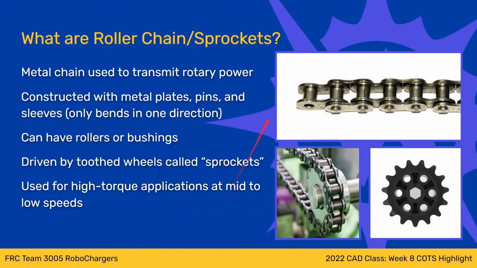And basically, chain is good for very high torque applications. It's not really good for high speed. You can run chain pretty fast, but you can't run it super fast. We're going to talk about belts next week. Belts are really better for much higher speed things than chain is. We'll talk about that a little more next week, but generally speaking, chain is good for higher torque, lower speed applications.